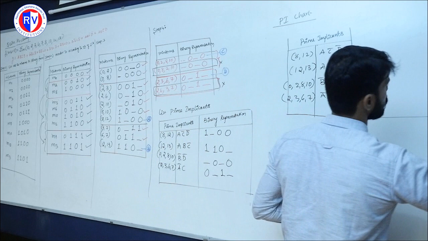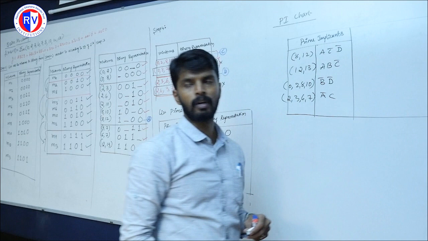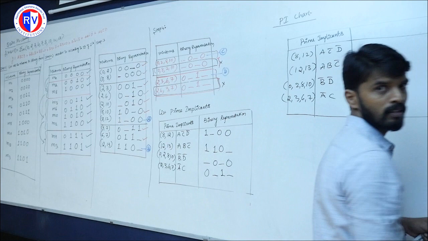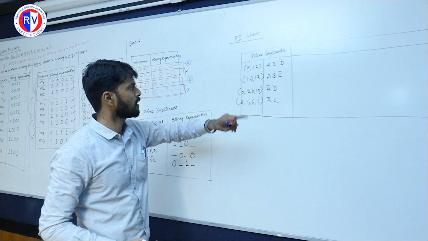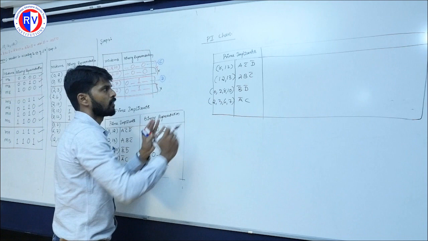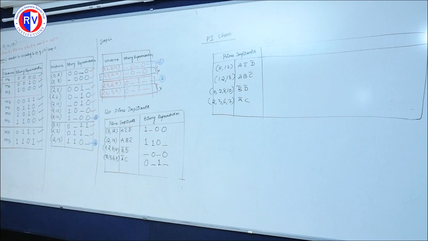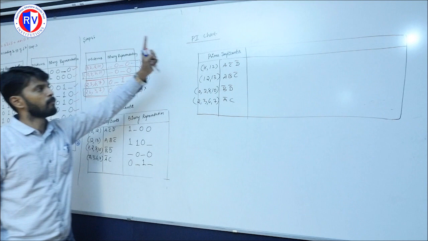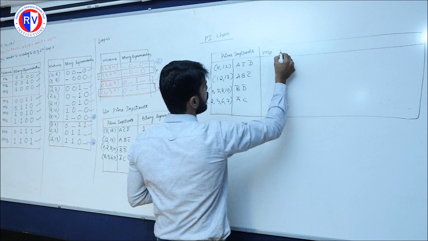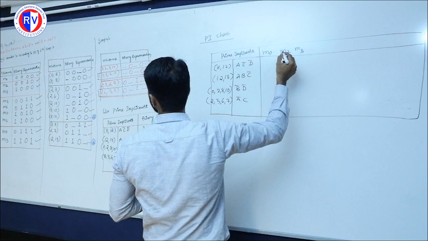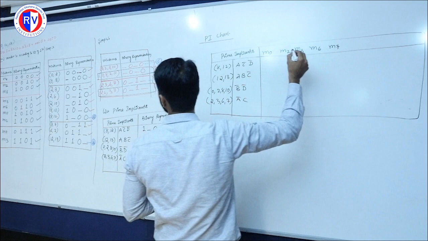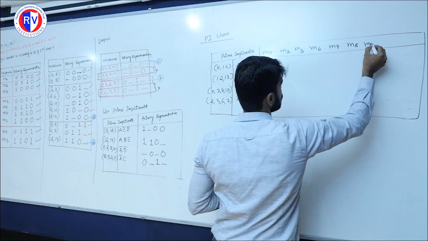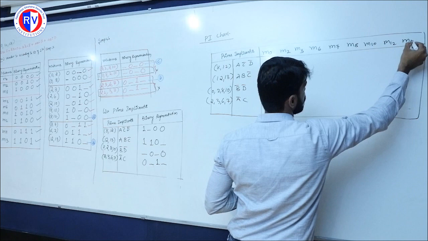In this chart, I am going to represent all the min terms which are present over here. In this prime implicant chart, all these prime implicants I am going to represent here. Along with that, whichever min terms are here, 0, 2, 3, 6, 7, 8, 10, 12, 13, I am going to place over here. This becomes M0, M2, M3, M6, M7, M8, M10, M12 and M13.